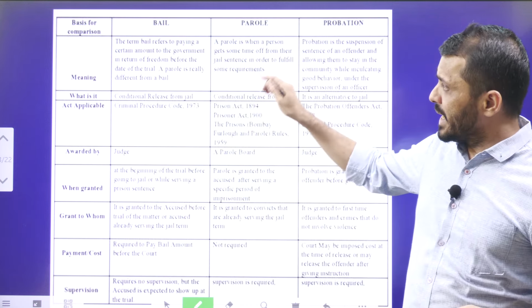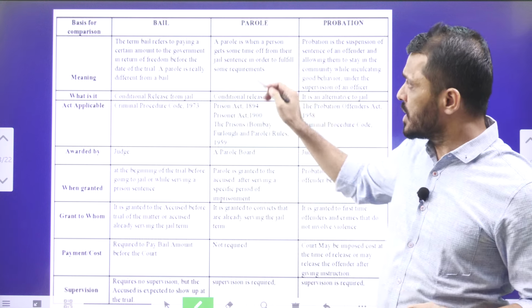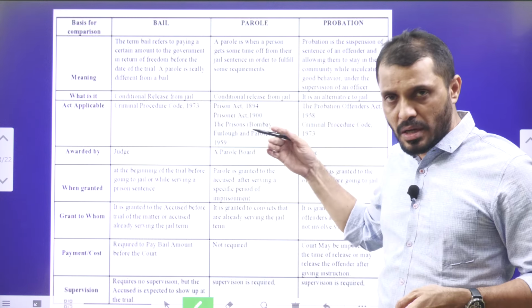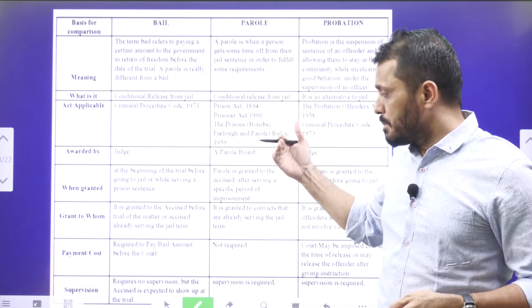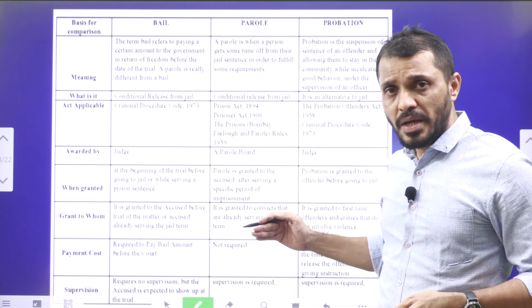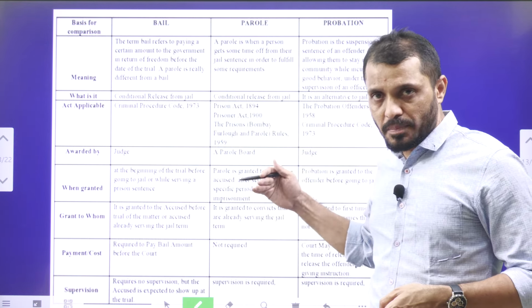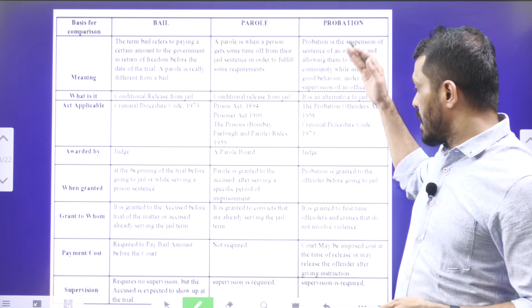The difference between bail, parole and probation, I already told you. Parole is generally applicable to a person who is already convicted. Parole will be given by the parole board. And when a person is under parole, the person will be under supervision.